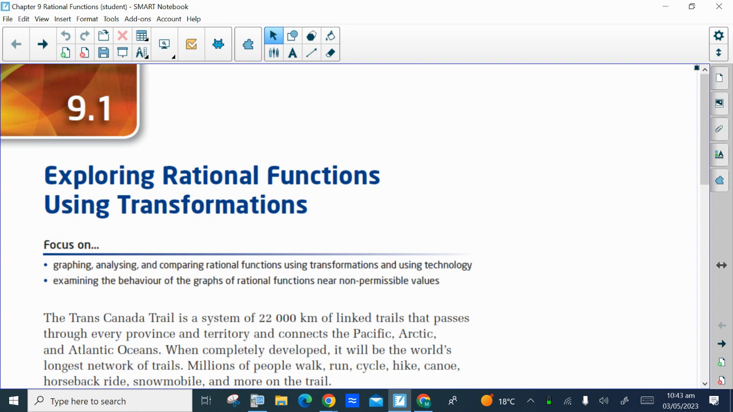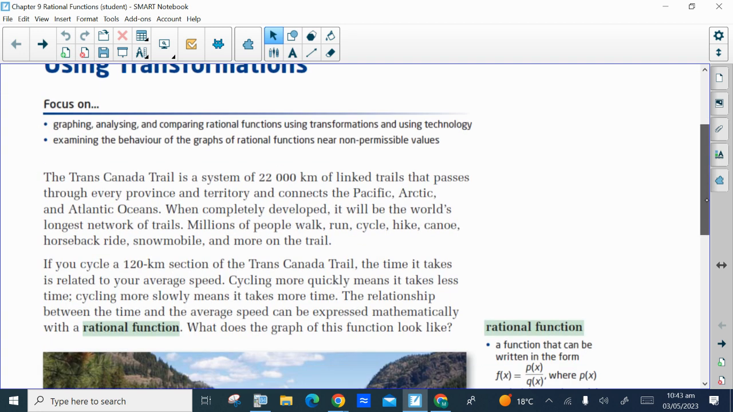has a numerator and a denominator, but you're going to have at least a polynomial somewhere. It might be in the numerator, might be in the denominator, or it might be in both. So we're going to graph and analyze rational functions. We're going to use transformations, some of the same stuff that we have been working with, as well as use technology, and we'll examine the behavior of the graphs near their non-permissible values.